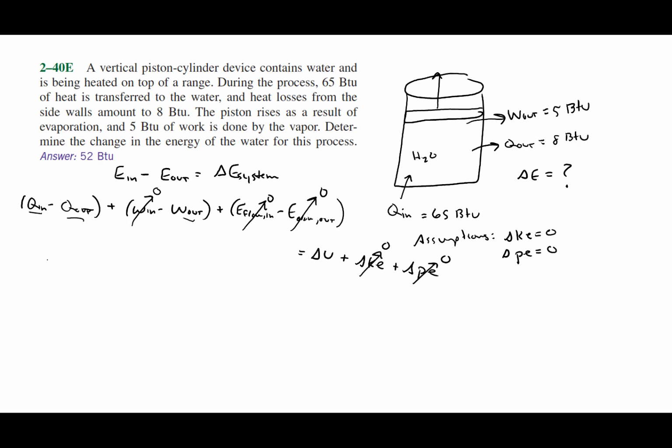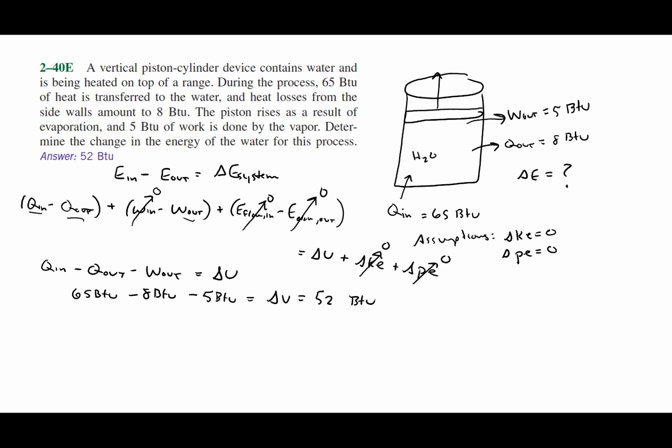Okay, so now let's write our equation. So we have Q in minus Q out minus work out is equal to delta U. So really the change in energy of the system is just the change in the internal energy, so that's what we're going to solve for. So now let's put in some numbers. So Q in is 65 BTU, Q out is 8 BTU, and the work out is 5 BTU is equal to the change in the internal energy, and this is equal to 52 BTU.